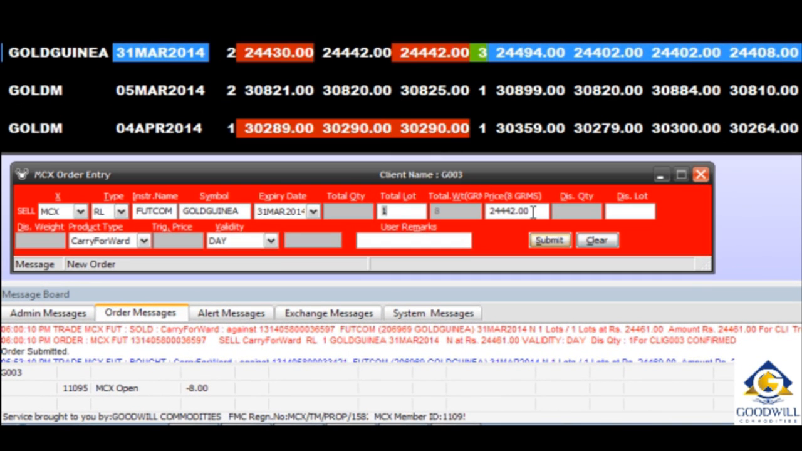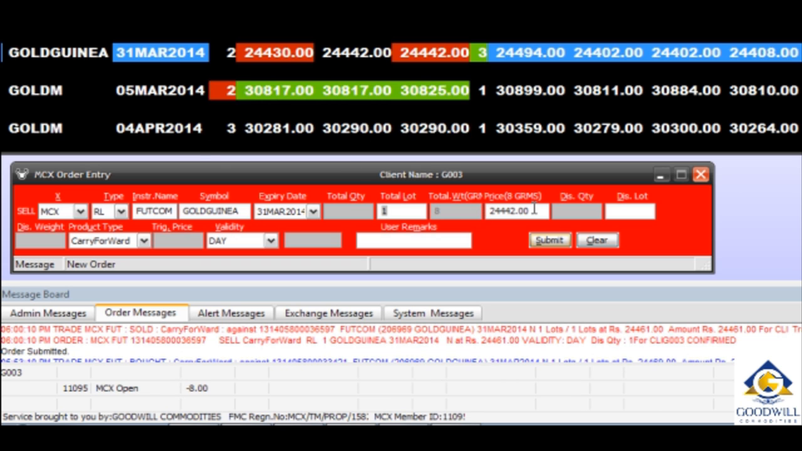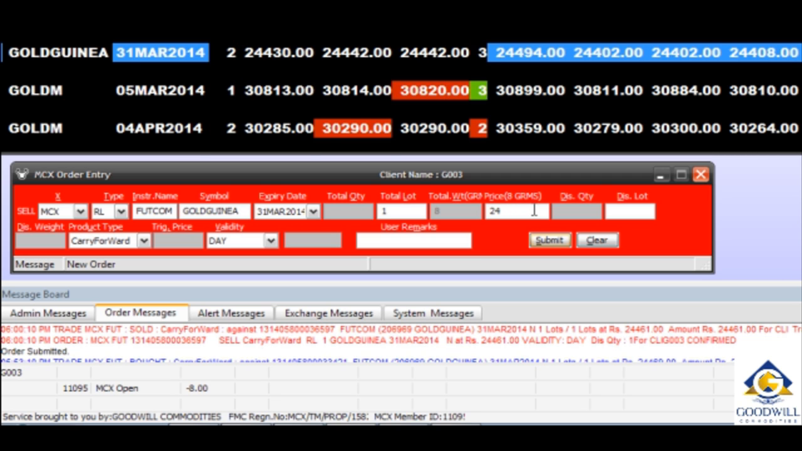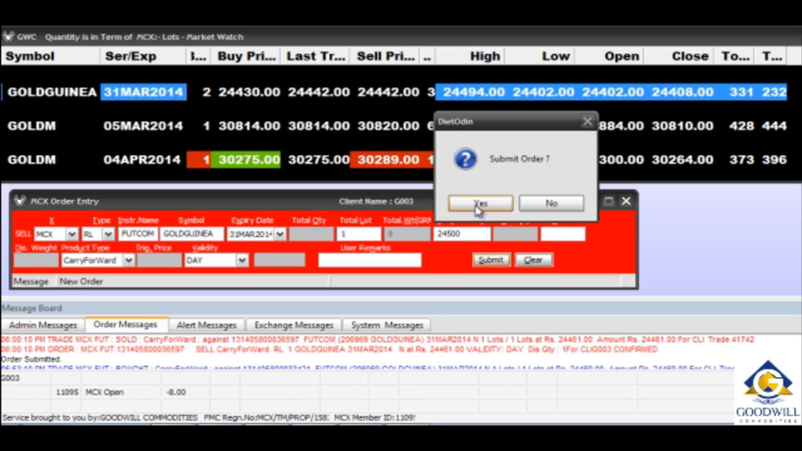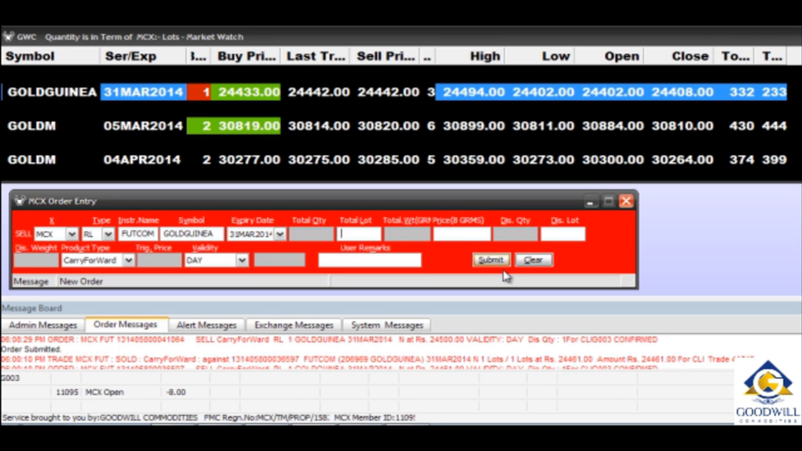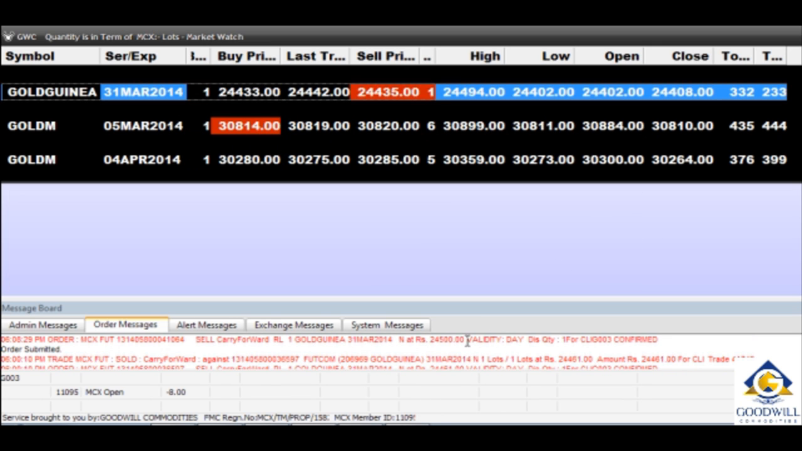You can notice by default the price takes the next available best market price. Now I want to place a sell limit order, which means that now I want to sell gold guinea at 24,500. So if I am going to place this order, you can notice that I am going to submit it. My order is confirmed and it got placed.